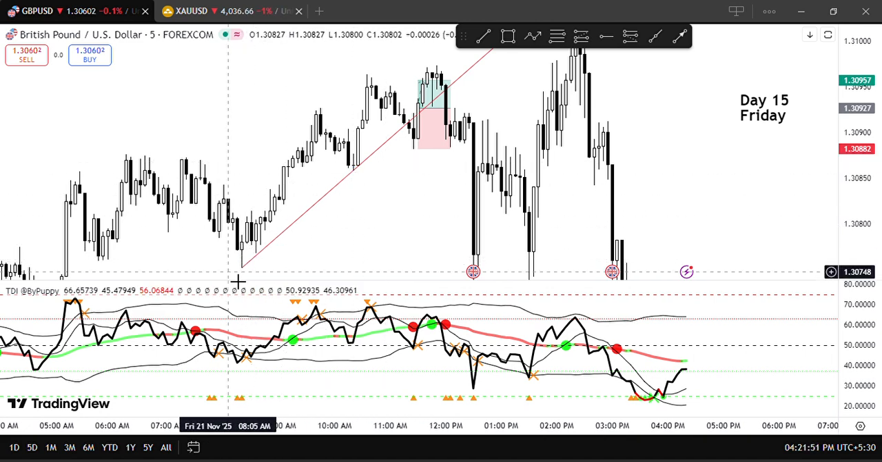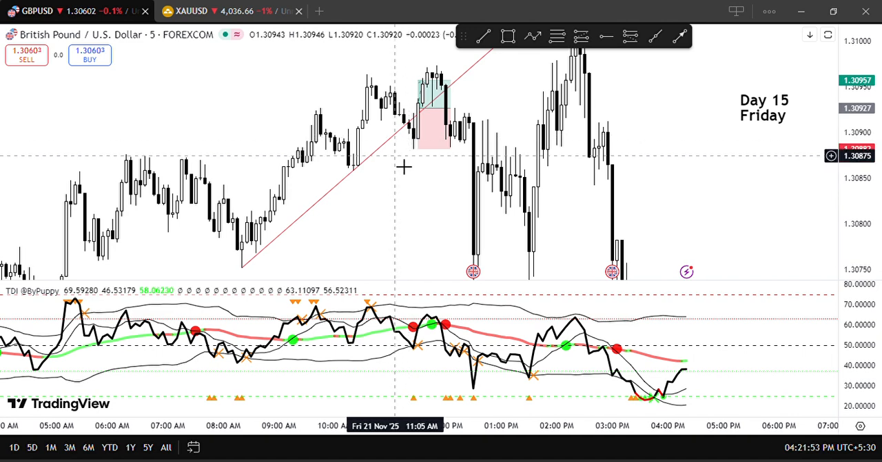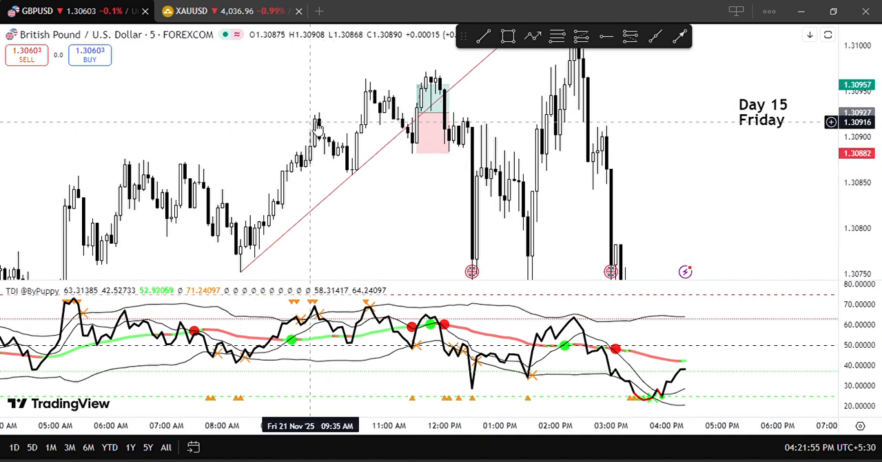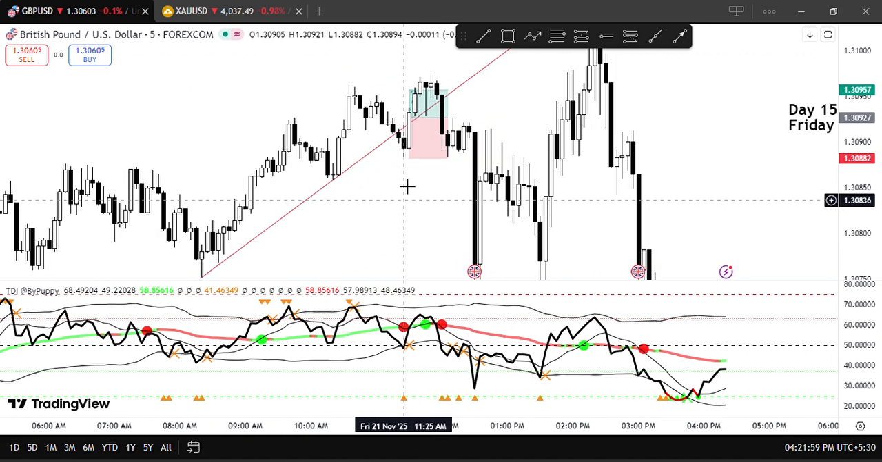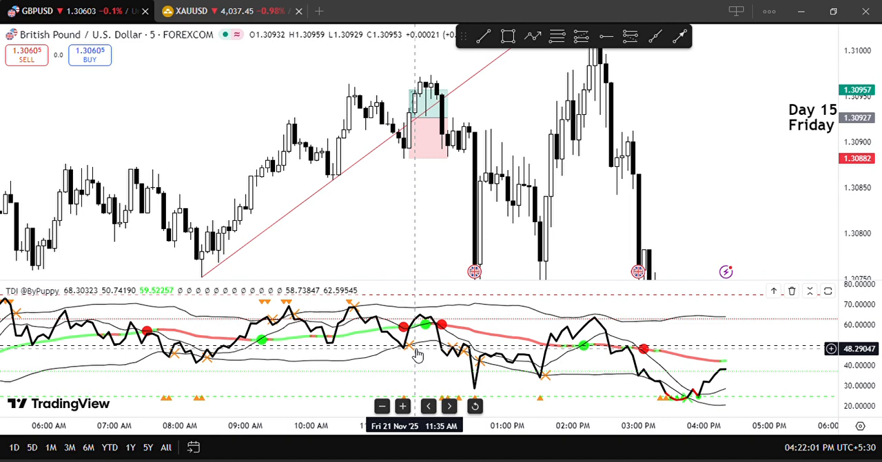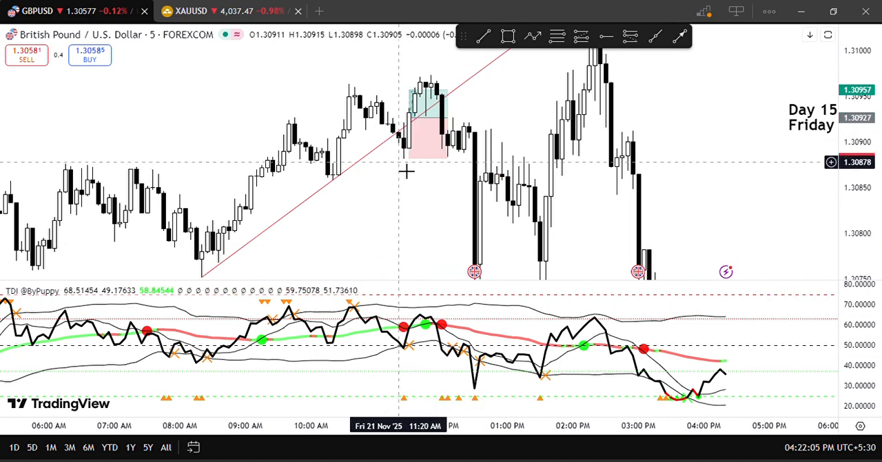After I saw the trend line break, I usually say this was the first leg, this was the second leg, and I was expecting a third leg up. So after the break, I saw a hook here in the trend line. After the hook, I just immediately took an entry with a stop loss below that.